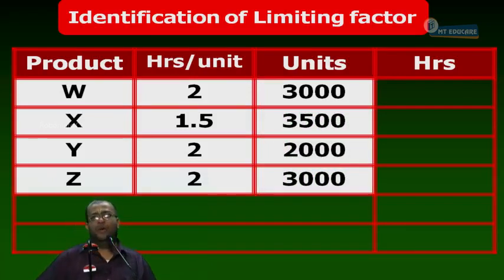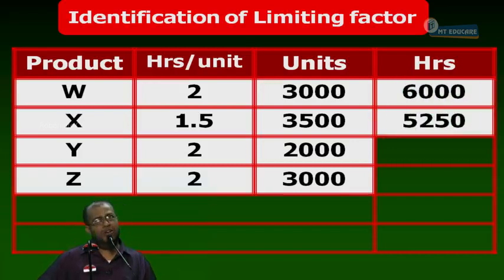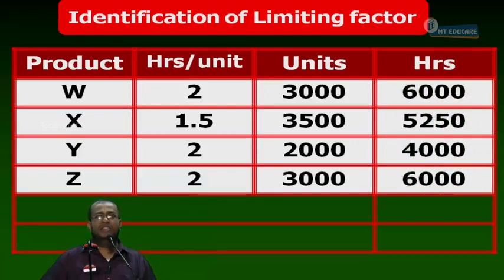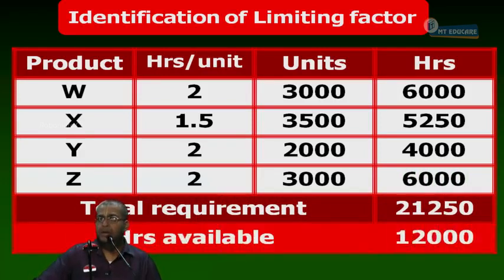Tell me the total. How many hours are required? 6,000 hours, 5,250, 4,000, 6,000. What are the hours required? 21,250. How many hours available? 12,000 hours. Is the machine hours the limiting factor or not? Yes. Machine hours is the limiting factor. Now, stop writing. Let's make some observation and then proceed further.